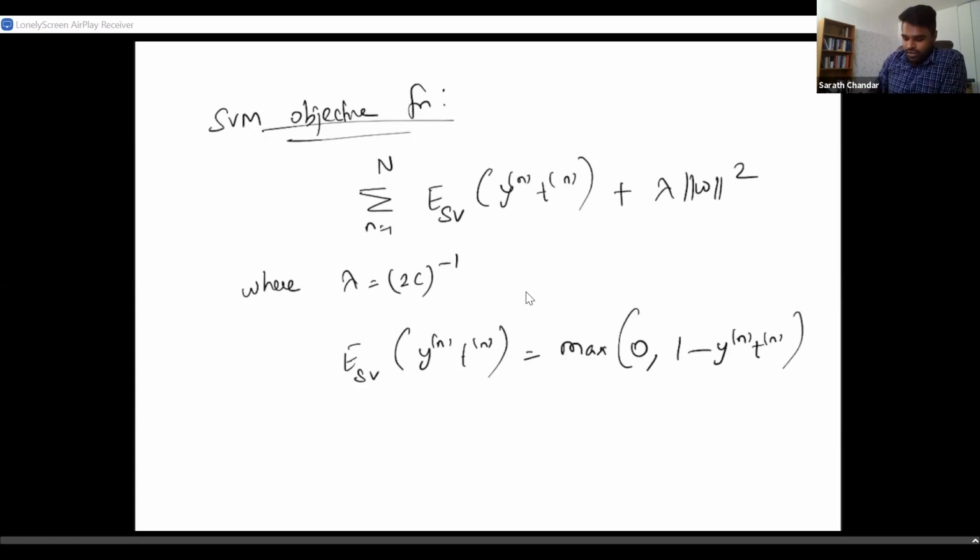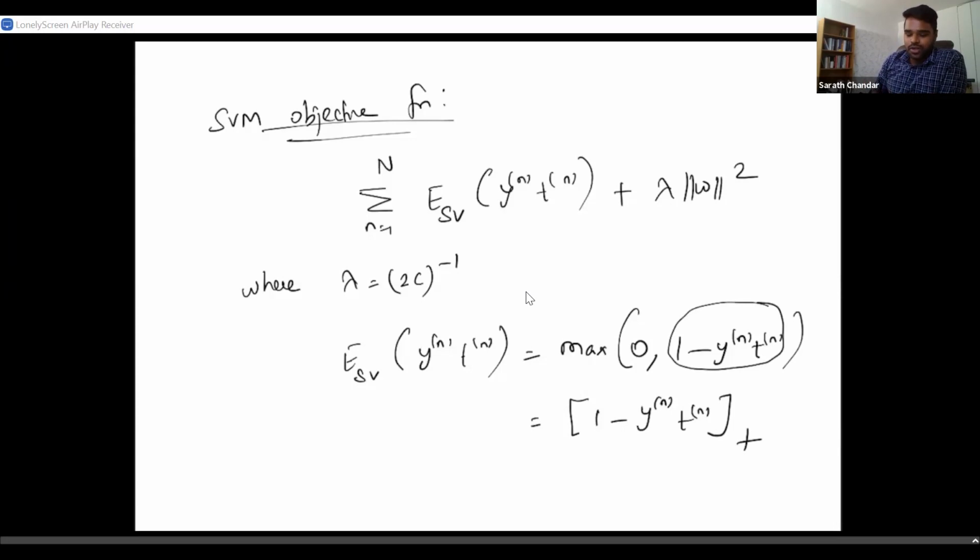Okay, so now I can also write this as 1 minus y of n, t of n plus. So what does this mean? Whenever this error is greater than 0, then that is my error. If the example is on the correct side, if this value is less than 0, then it is not an error because the example is already on the correct side. So you would take a maximum of 0 comma error, so it becomes 0.